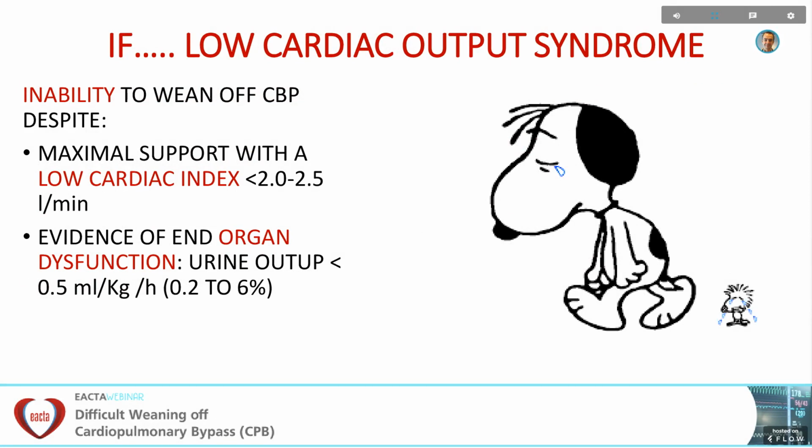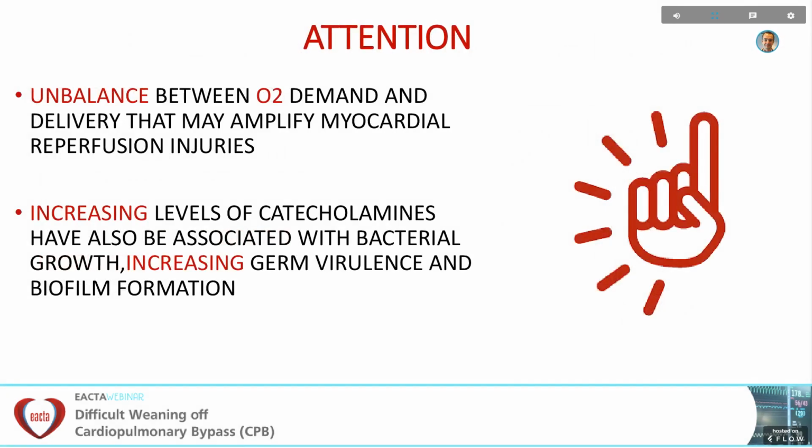Low cardiac output is the inability to wean patients from cardiopulmonary bypass despite a maximal support with the low cardiac index, less than 2.0, 2.5 liters. And or if there is the evidence of organ dysfunction, for example, urine output less than 0.5 milliliters per kilo per hour. We have to be aware of the imbalance between oxygen demand and delivery in this situation, because we may amplify the myocardial reperfusion injury.